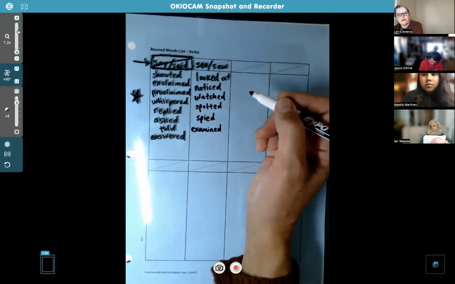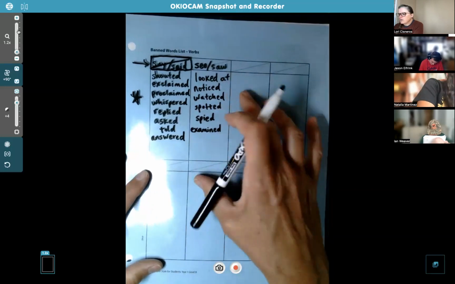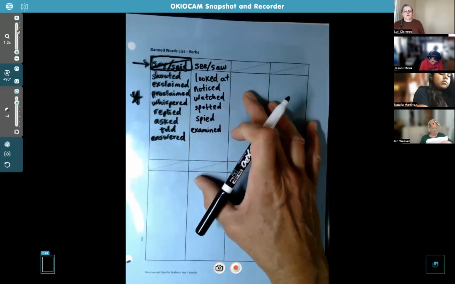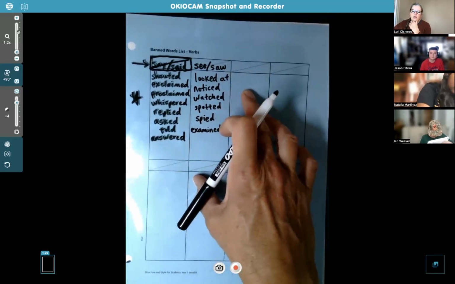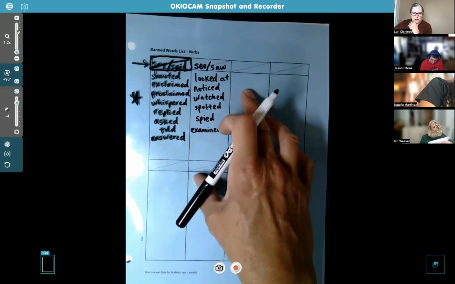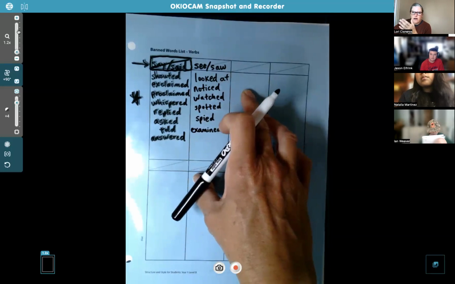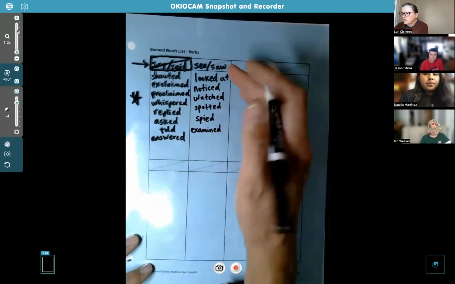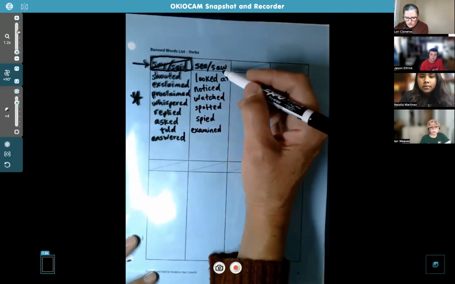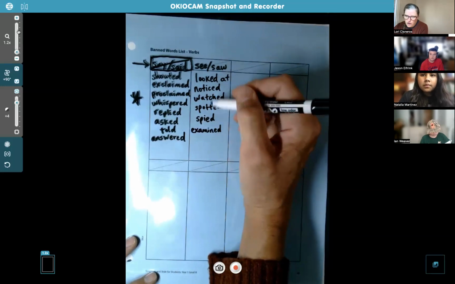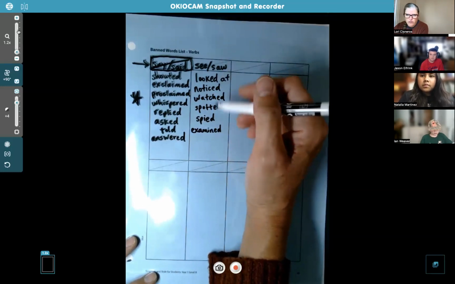This one's a little trickier. But remember, you can use a thesaurus for this too, either online or an actual book. So be thinking of that when you're writing. Don't use see/saw anymore. You have to use a different word. Here's just some ideas, but there's more than these out there.